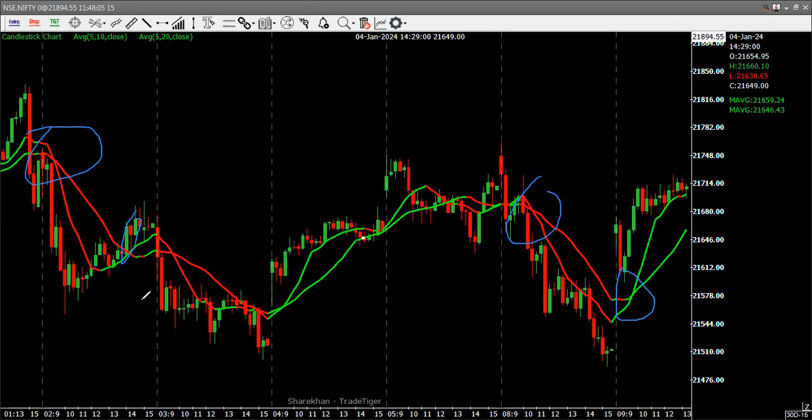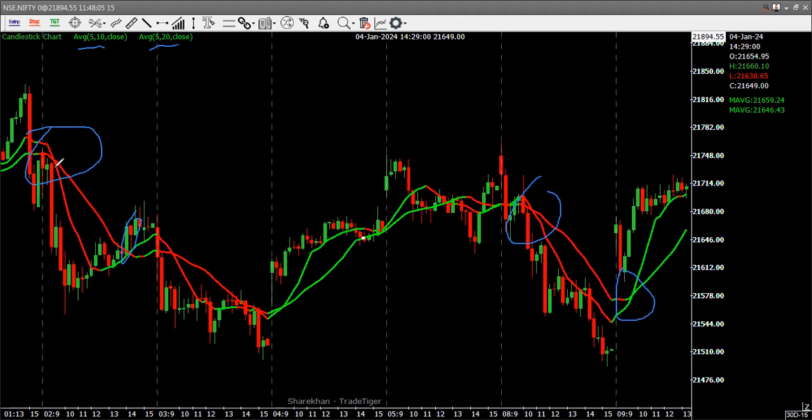What are these crossovers? See, the bigger average is the 20 period and the smaller average is the 10 period. This is obvious, 20 is greater than 10, right? So the 10 will be more sensitive towards the price change. The 20 will change its direction very slowly, but the 10 is very sensitive. The 10 period moving average will change its direction quickly.